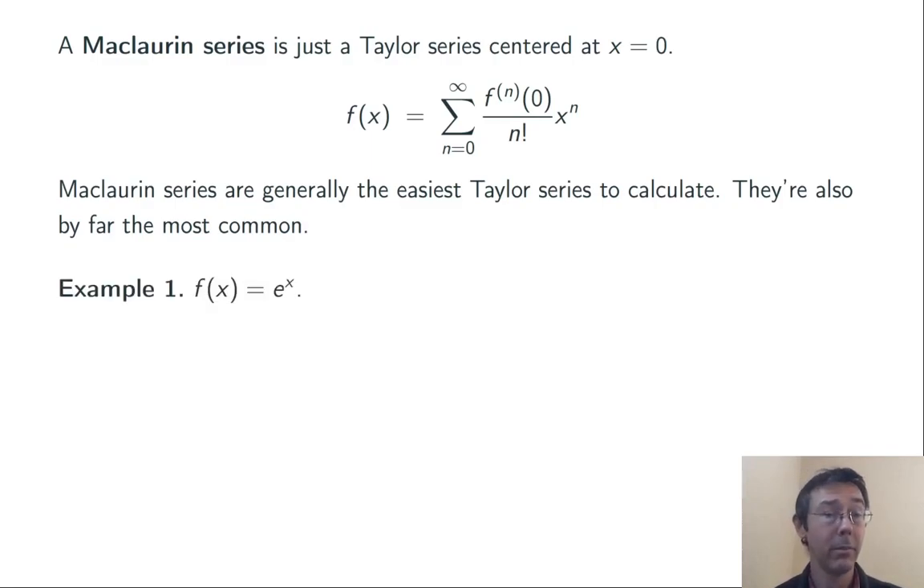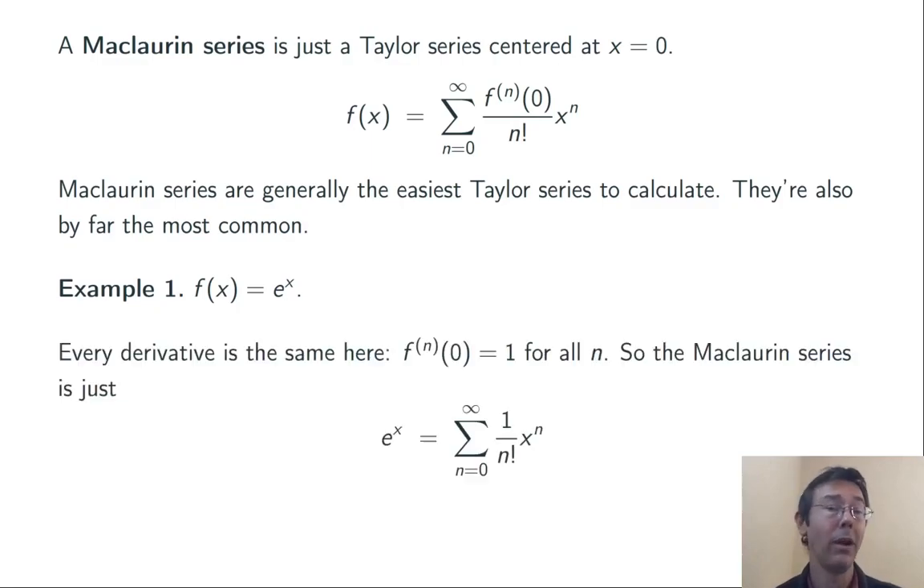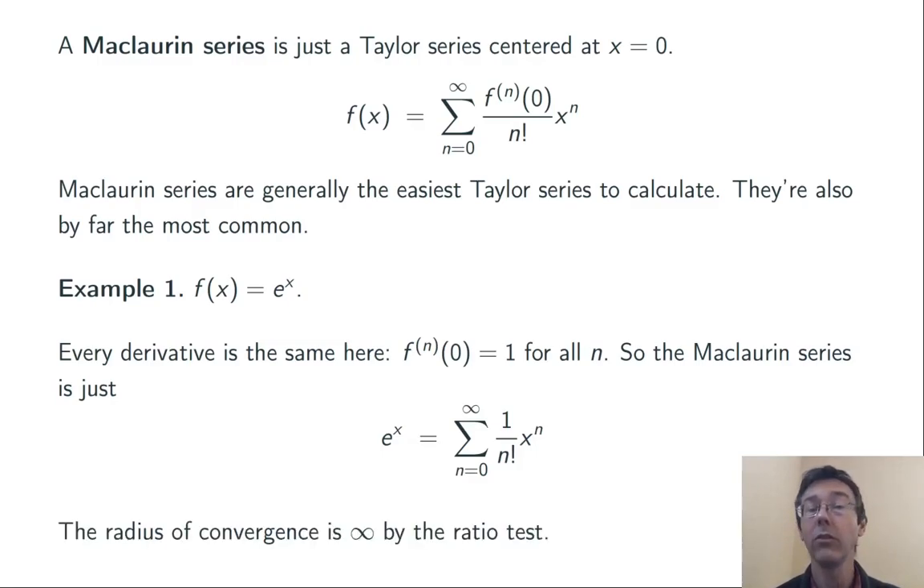Here's a simple example. f of x equals e to the x. This is simple because all of the derivatives are just e to the x. And when we plug in 0, therefore, we always get 1. So the Maclaurin series for e to the x is just the sum of 1 over n factorial x to the n. If you do the ratio test on this, you'll see that the interval of convergence is all real numbers. The radius of convergence is infinity.